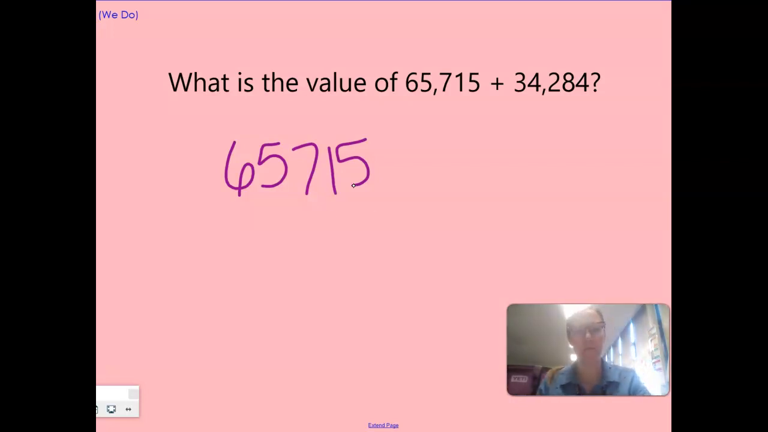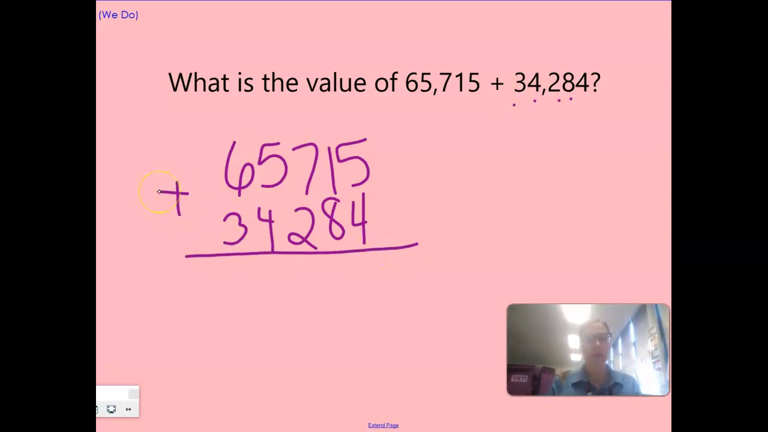So the 4 goes under the 5. Then we have the 8. Awesome. Then what? A 2. What are my last 2 digits? A 4 and a 3.